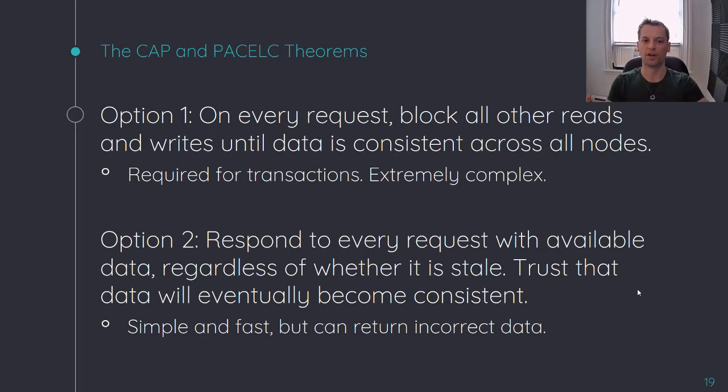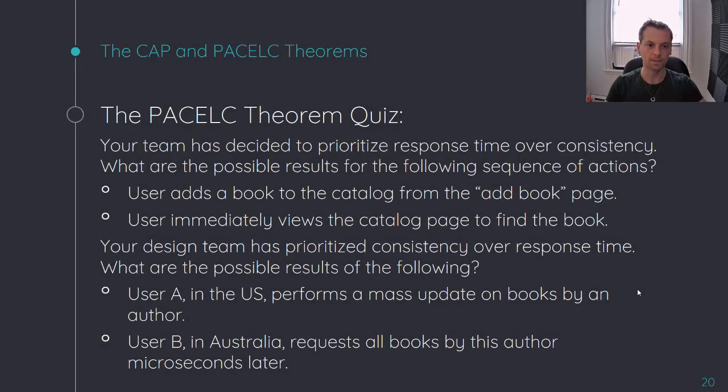How do we want our network to behave in that environment? So in option 1, on every request, you block all other reads and writes until data is consistent across all nodes. This is a requirement for transactions, and it is extremely complex to pull this off inside of a distributed network. Option 2 is to respond to every request with available data, regardless of whether it is stale, and we're going to trust that eventually the data becomes consistent. This is simple and fast, but it can return incorrect data in the event of high latency.